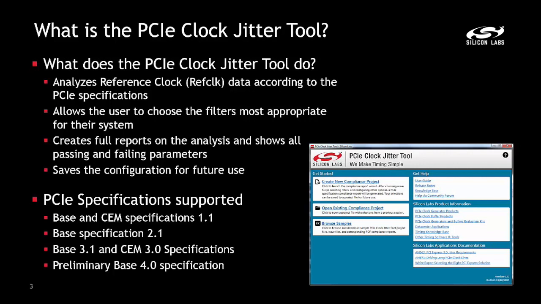The PCI Express specifications the tool currently supports are the base specification 1.1, the card electromechanical specification 1.1, the base specification 2.1, the base specification 3.1, the card electromechanical specification 3.0, and the preliminary base specification 4.0. At this time, the base specification 4.0 is preliminary in revision 0.7 and is obviously subject to change. We will update the tool as this happens.